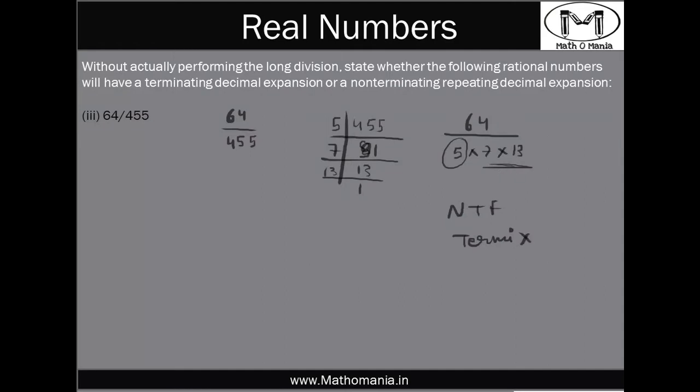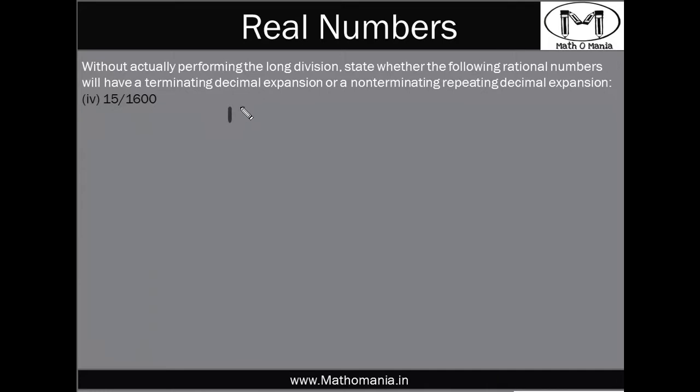Next question, 15 upon 1600. Now, first of all, we can see 5 is a common factor over here, right? So, what we'll do is, we'll divide this number by 5 first. So on dividing by 5 we'll have 3, and on dividing by 5 here we'll have 320. Now we don't have any common factor, right?